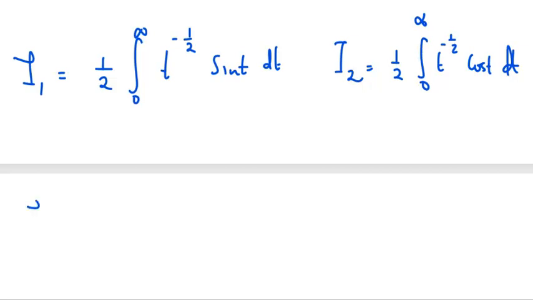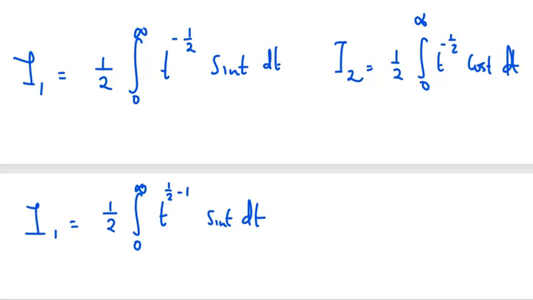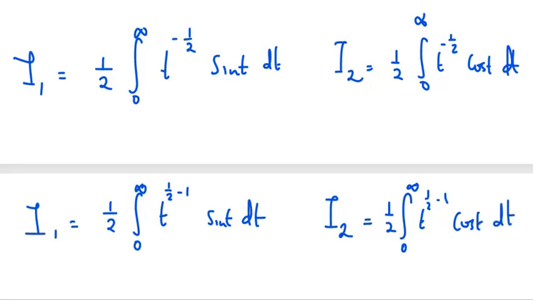So from here, our I sub 1 is going to be equal to 1 by 2, the integral from 0 to infinity. This is going to be t raised to the power, we must have something minus 1, which is 1 over 2 minus 1, and then sine of t, and then dt. While our I sub 2 is going to be equal to 1 over 2, the integral from 0 to infinity, then t raised to the power 1 over 2 minus 1, cos t, and then dt.